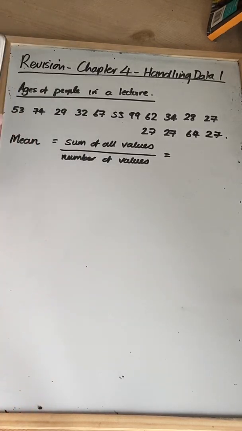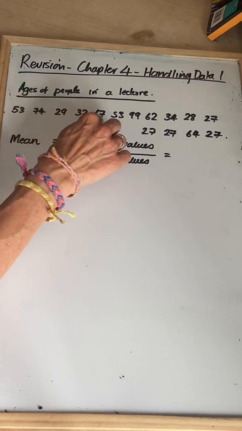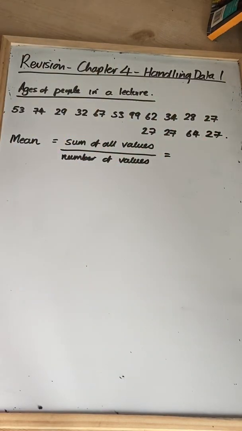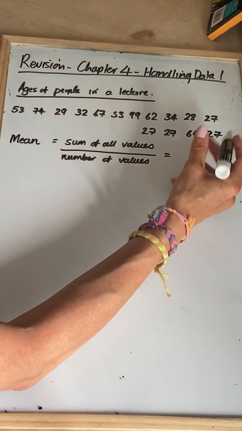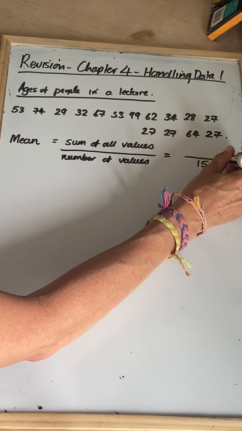Now, what I am just going to do before I press the equals button here, is I'm just going to count how many values I've got. 1, 2, 3, 4, 5, 6, 7, 8, 9, 10, 11, 12, 13, 14. I've got 15 values, and I'm going to need that number anyway, down at the bottom here, because I'm dividing by the number that I've got.